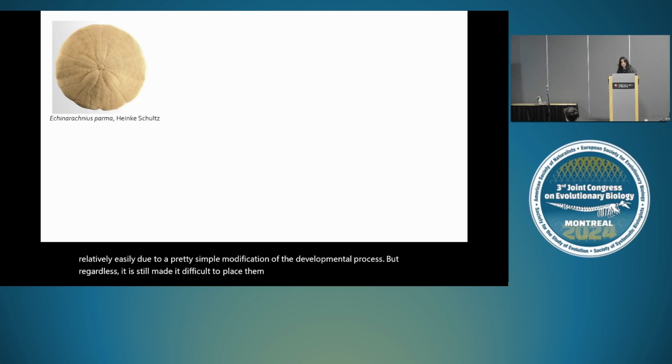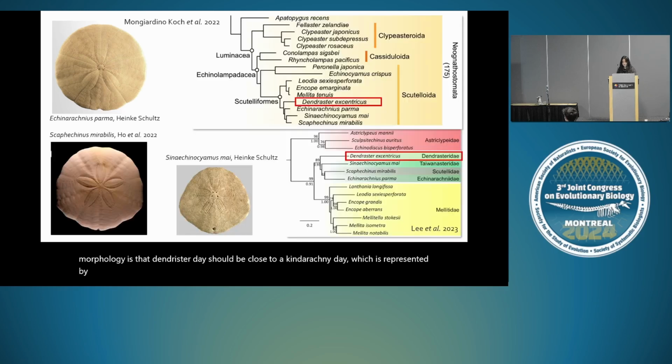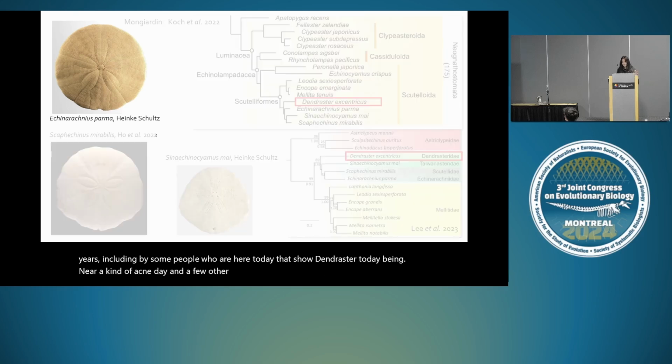But a general conclusion from morphology is that Dendrasteridae should be close to Echinarachnidae, which is represented by Echinarachnias parma here. And this is corroborated by molecular phylogenies in recent years, including by some people who are here today, that show Dendrasteridae being near Echinarachnidae and a few other families. But I'm going to be focusing on Echinarachnidae for a moment, as this family has historically been used to approximate more or less what the ancestor of Dendrasteridae could have looked like.